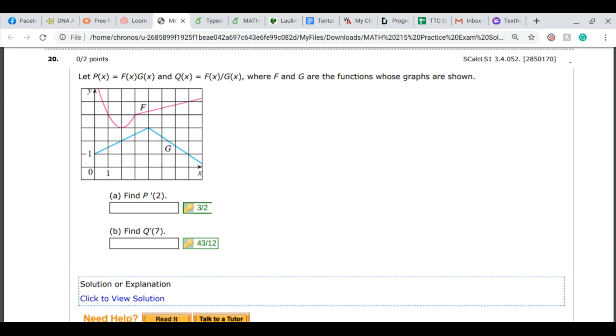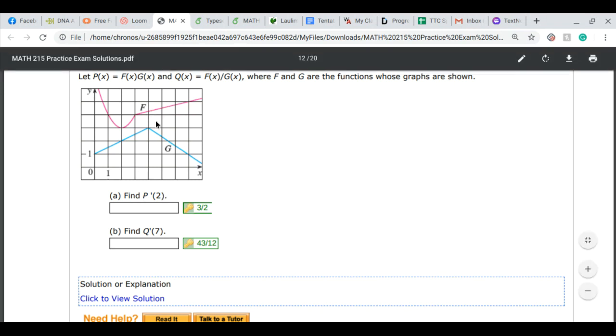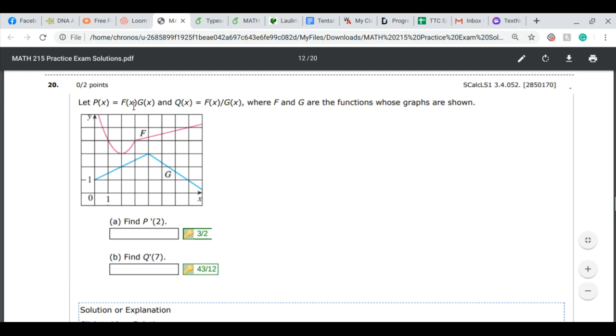Okay, next problem, number 20. If p of x is f of x times g of x, and q of x is capital F of x times capital G of x, where capital F and capital G are functions whose graphs are shown, find p prime of 2. Okay, well, p prime of 2, this is just the product rule. It's going to be f prime of 2 times g of 2 plus f of 2 times g prime of 2.